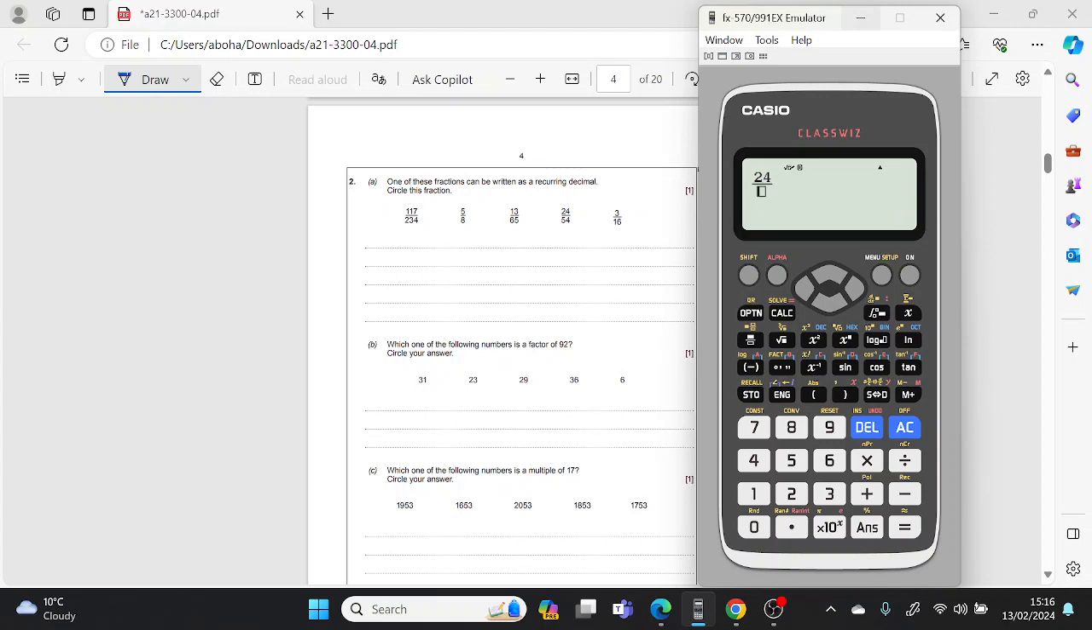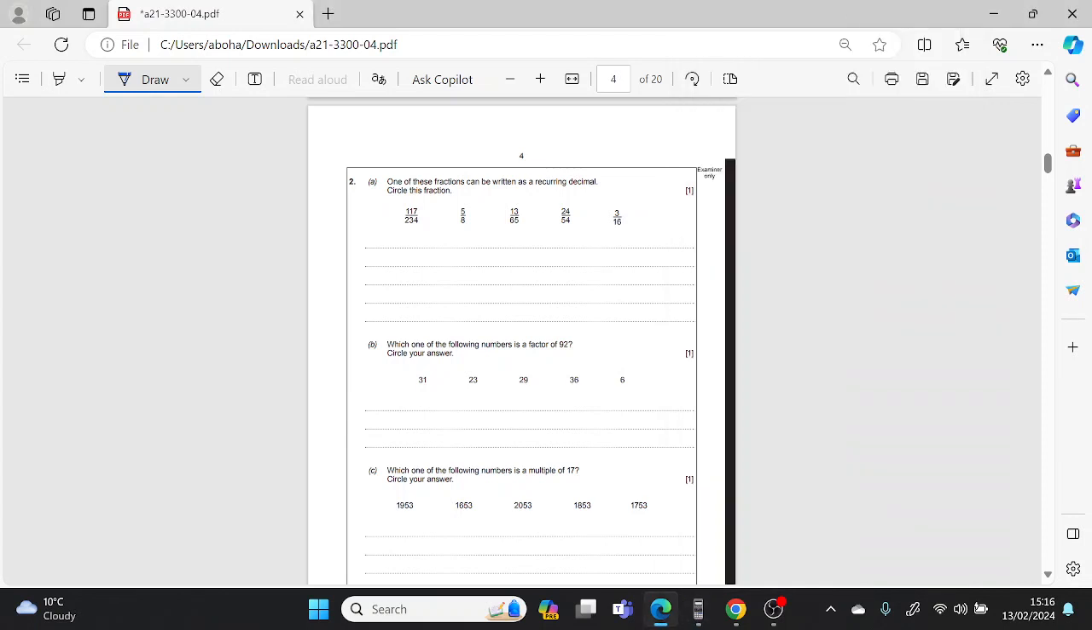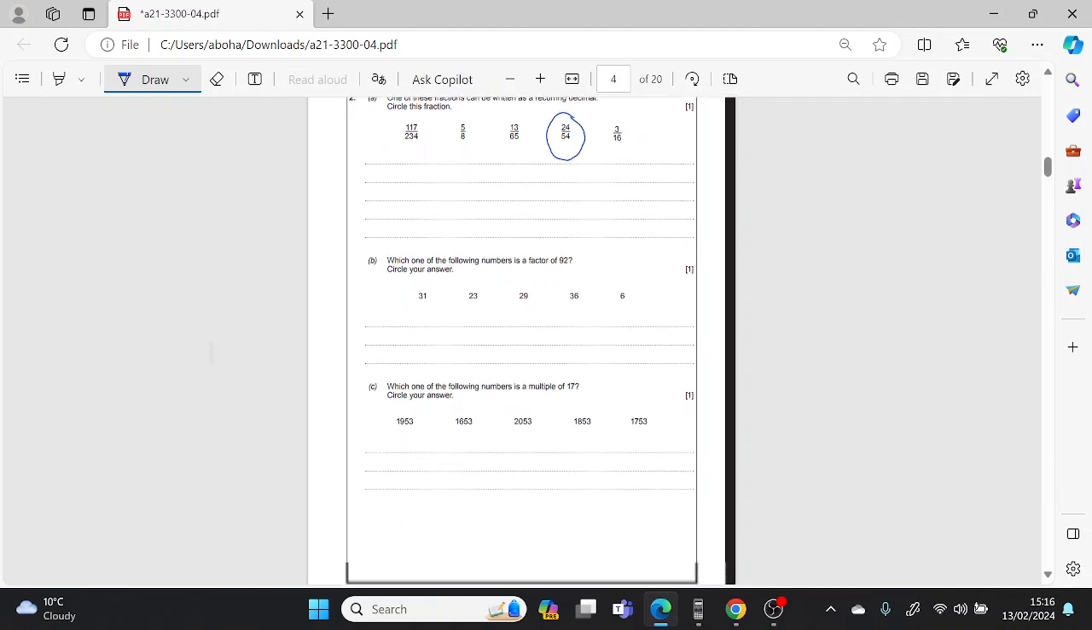I just realized I put the wrong number in. There we go. It's that one there, okay? Which is 24 over 54. All the others will terminate, so there'll only be a few numbers after the decimal place.